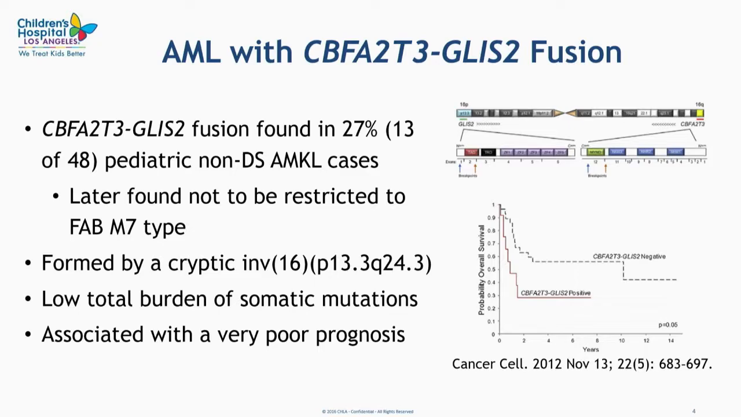Now, this fusion is known to be very specific for AML. It was described several years ago, first in megakaryoblast leukemia in non-Down syndrome patients, but it was later shown not to be restricted to the M7 subtype. It can be seen in other morphologic subtypes. Importantly, it's completely cryptic by cytogenetics because it's caused by a very large inversion of chromosome 16, which does not change the morphology of that chromosome, and it's known to be associated with very poor outcome and bad prognosis.